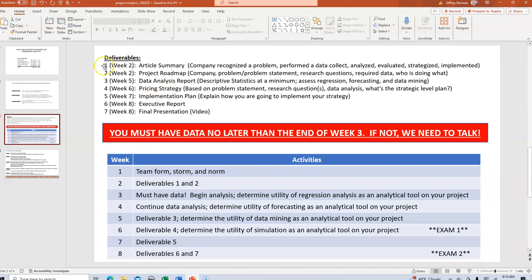This first deliverable up here during week 2, there's actually going to be 2 deliverables. You'll notice that what I've asked you to do is, once the teams have gotten together and you understand the course from a presentation standpoint and what it is that needs to be accomplished, the first thing I want you to do is go out and find a company that has gone through effectively what you're going to do in your project, and that is they have identified a business problem.